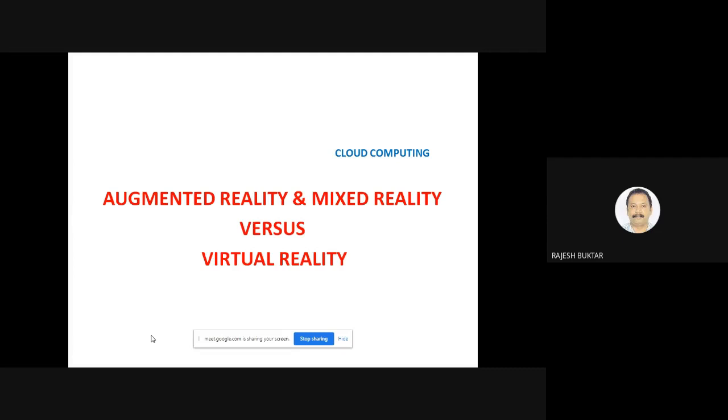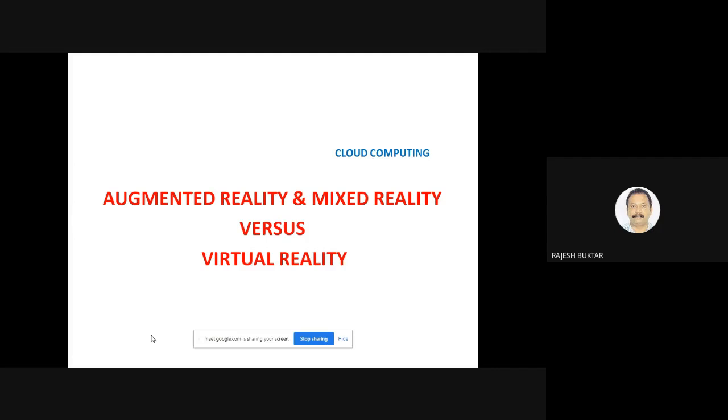Coming to next slide, that is augmented reality and mixed reality versus virtual reality. Participants, it is very important to understand how virtual reality naturally progressed from VR to AR. Because 6 months or 1 year before, everybody was talking about virtual reality. There was no sign or discussion regarding augmented reality and mixed reality.